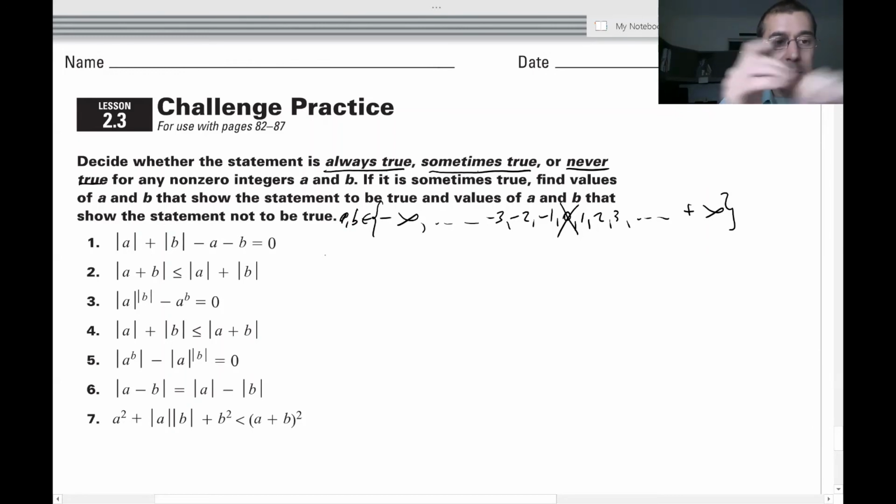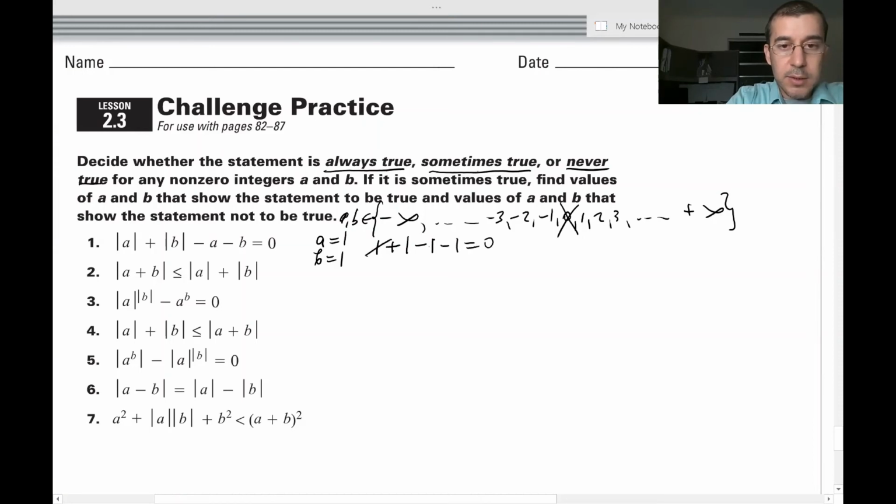So let's try some numbers. Let's say a equals 1, b equals 1. If that's the case, then absolute value of 1 is 1 plus absolute value of 1 is 1 minus a is 1 minus b is 1 equals 0. Yes, these two cancel out, these two cancel out, so 0 equals 0. So this is yes, but let's try one of these as a negative number.